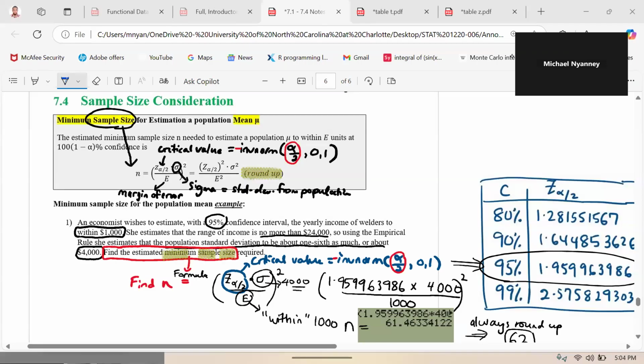Okay, so now we're on section 7.4, that is the sample size. We've talked a lot from the introduction, some from 7.2 and 7.3. Now we're on 7.4, sample size consideration. We want to actually get a minimum sample size n. Always we've been given the n, but now we want to find the n, given some information.